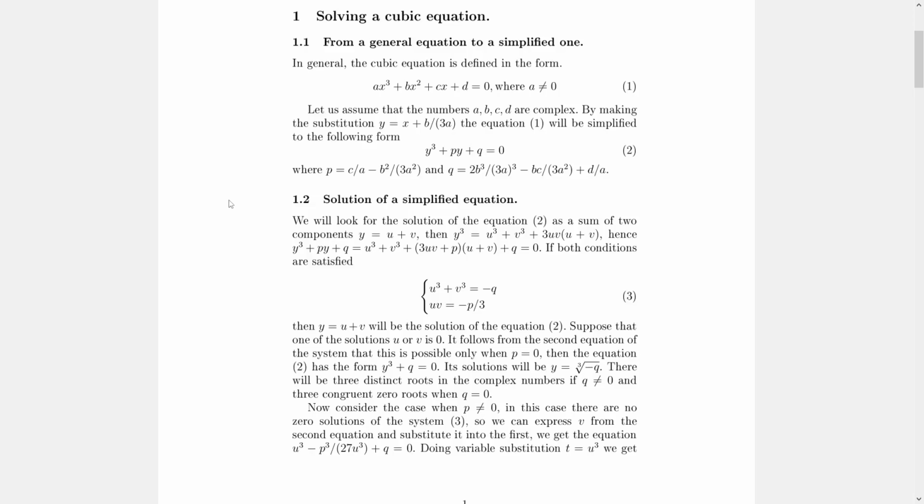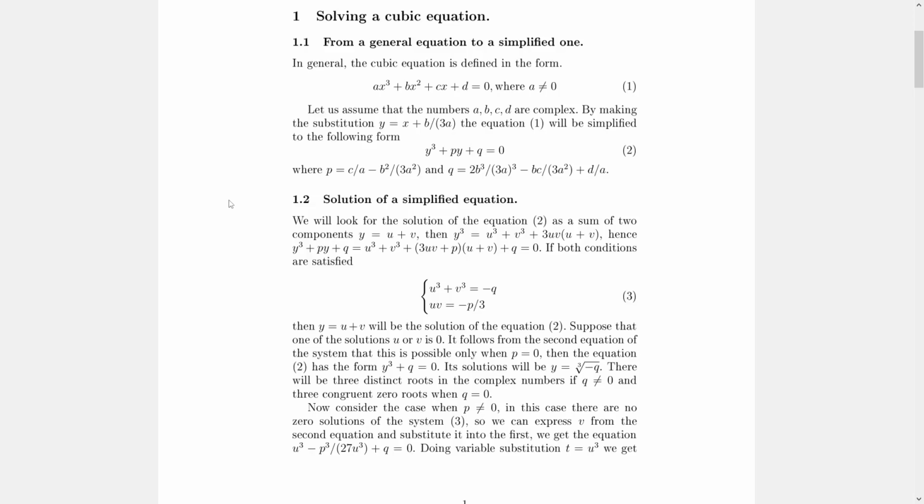By making the substitution y equals x plus b divided by 3a, the equation will be simplified to the following form: y cubed plus py plus q equals 0, where p and q can be calculated by these formulas.